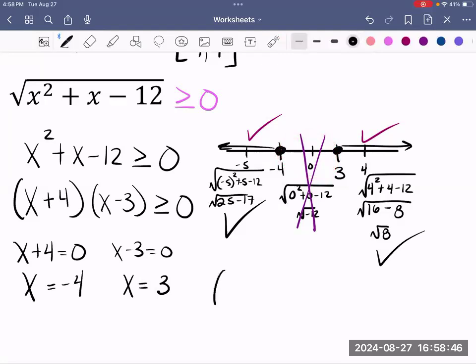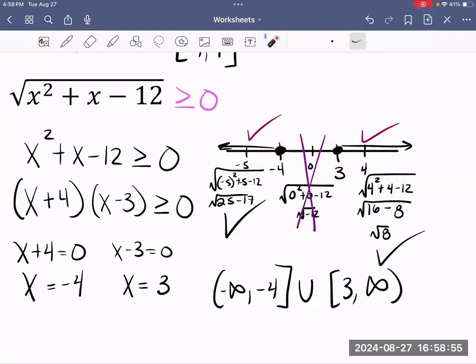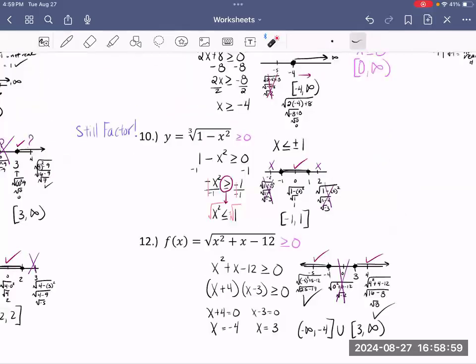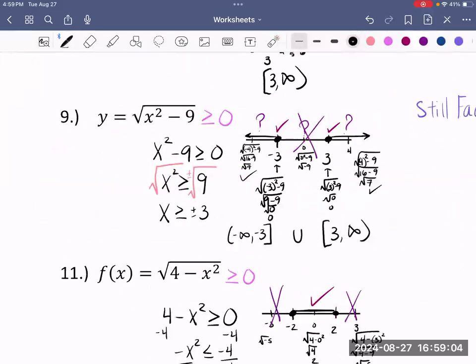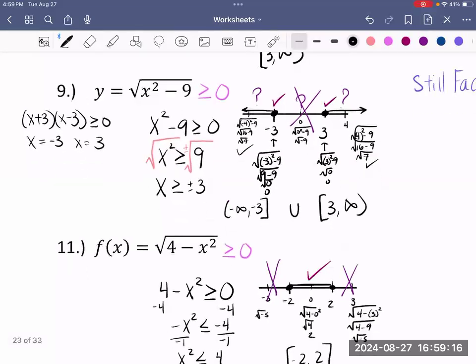So your domain, we're going from negative infinity to negative 4, union 3 to infinity. Again, we are equal to these values, so that's why you're seeing a closed dot. Now we can do the same exact thing if we wanted to over here to factor. These are a difference of squares, so we get x plus 3 and x minus 3 is greater than or equal to 0, in which case you're just testing when x is equal to 3 and negative 3.